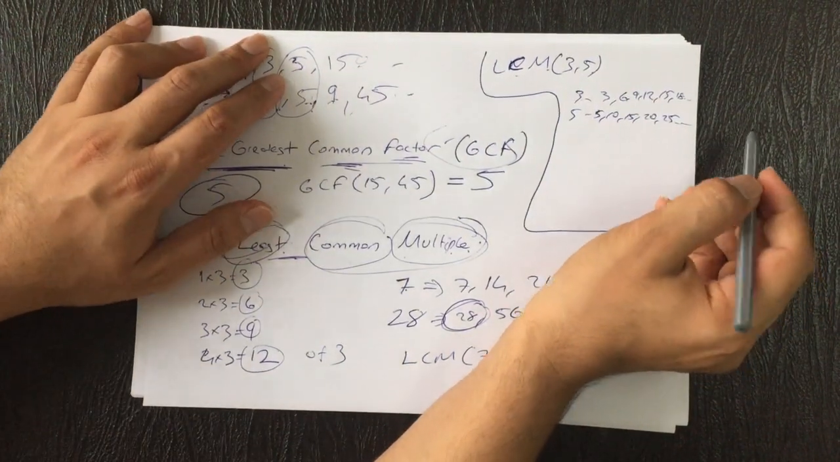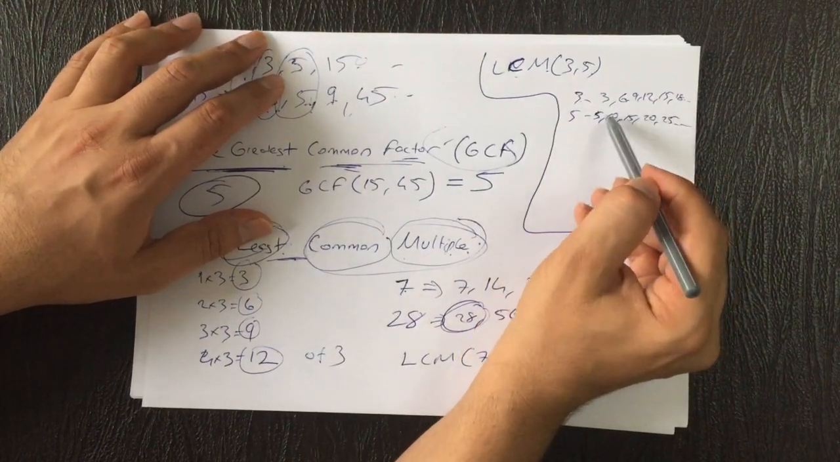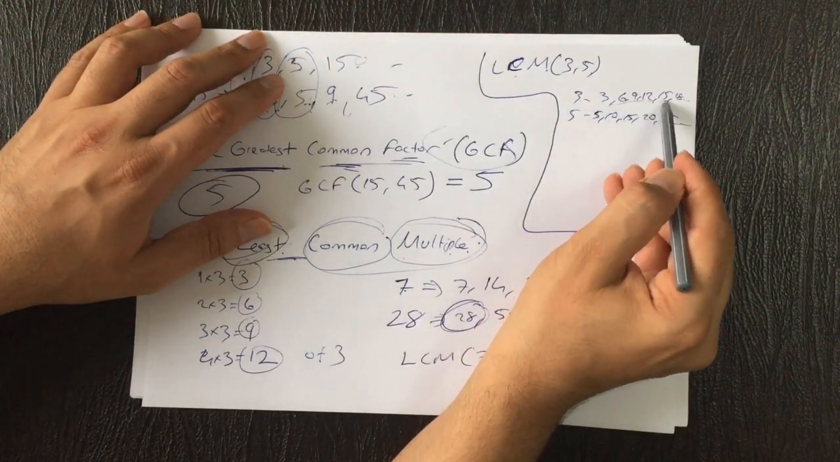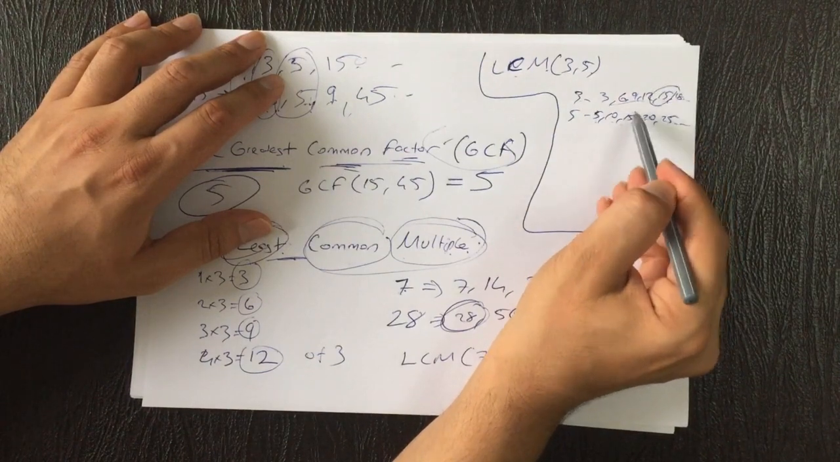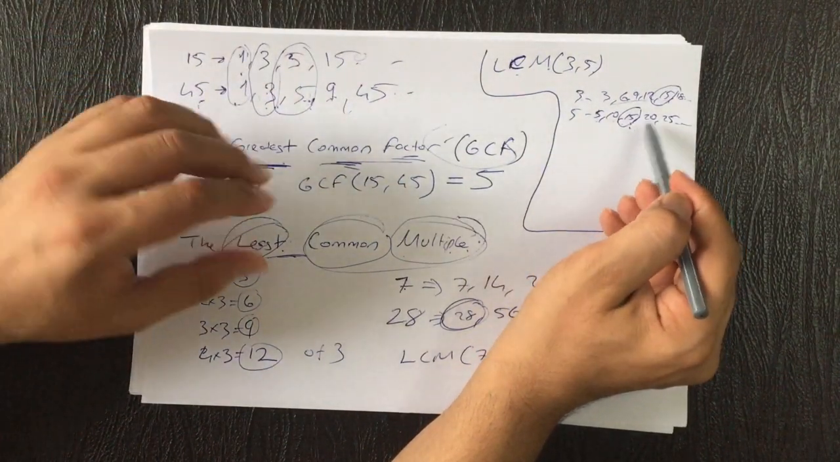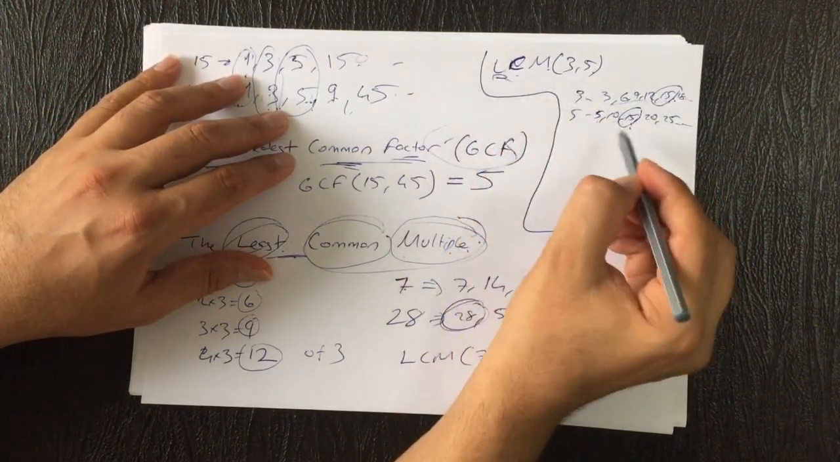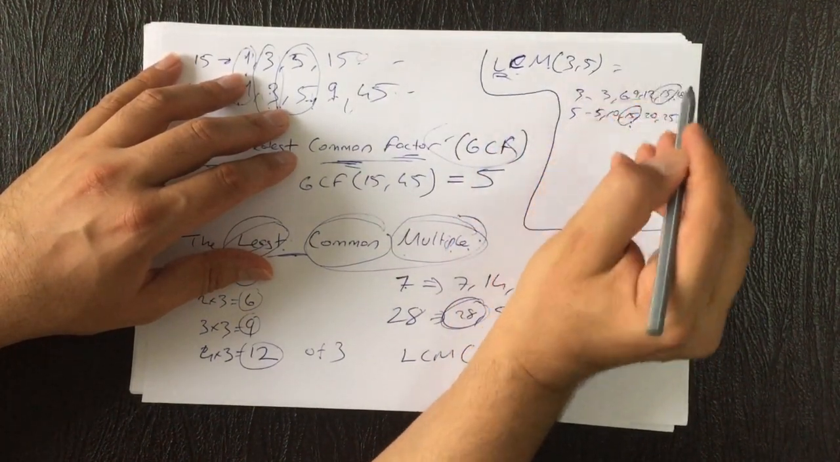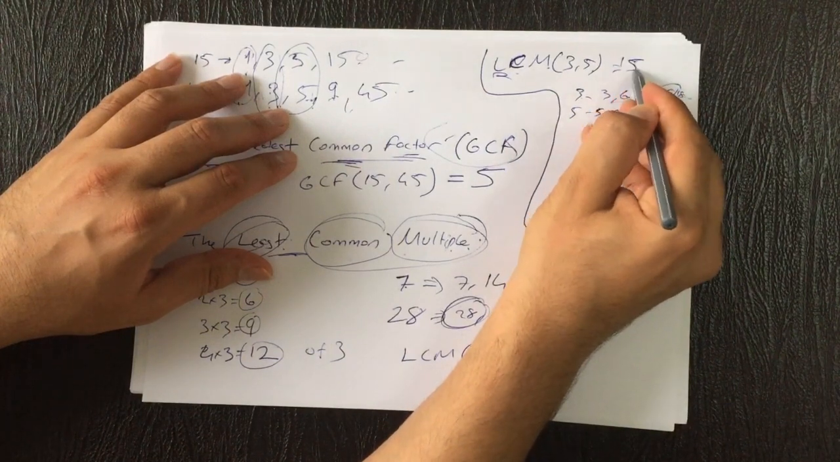It's going on. Let's look at the common one. 3, 9, 12, 15, 5, 10. Oh, 15, that is common. Okay, the least, of course. What is the first one? This is the least one, the first one. So it is 15.